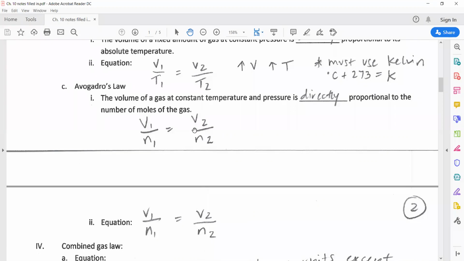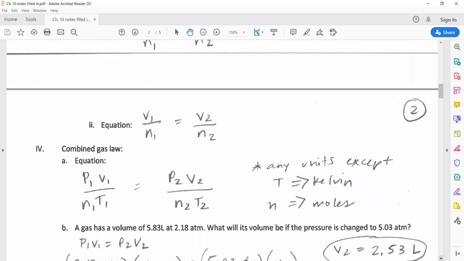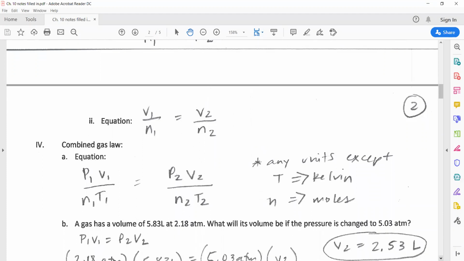Those units, the volume can be anything you want, milliliters, liters, centimeters cubed. The N must be moles. So if you have grams, for example, you got to get to moles first before you can use that equation. There's just the equation again as a repeat.